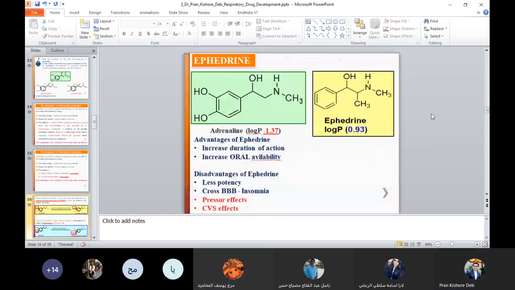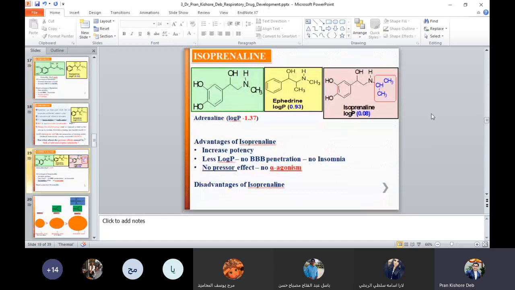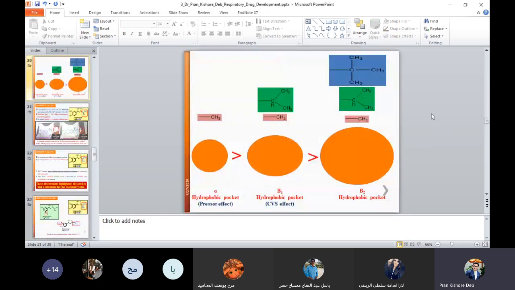Then we have seen the reason it binds. We discussed this concept. I go to the slide. If the alkyl group is methyl, it can bind to all the hydrophobic pockets. Just recalling, the hydrophobic pocket of the alpha receptor is smaller than beta 1, and the hydrophobic pocket of beta 2 is bigger than beta 1. So the smallest alkyl group, a methyl group, can bind to all the hydrophobic pockets, and so it will show the pressure effect and also the cardiovascular side effect.